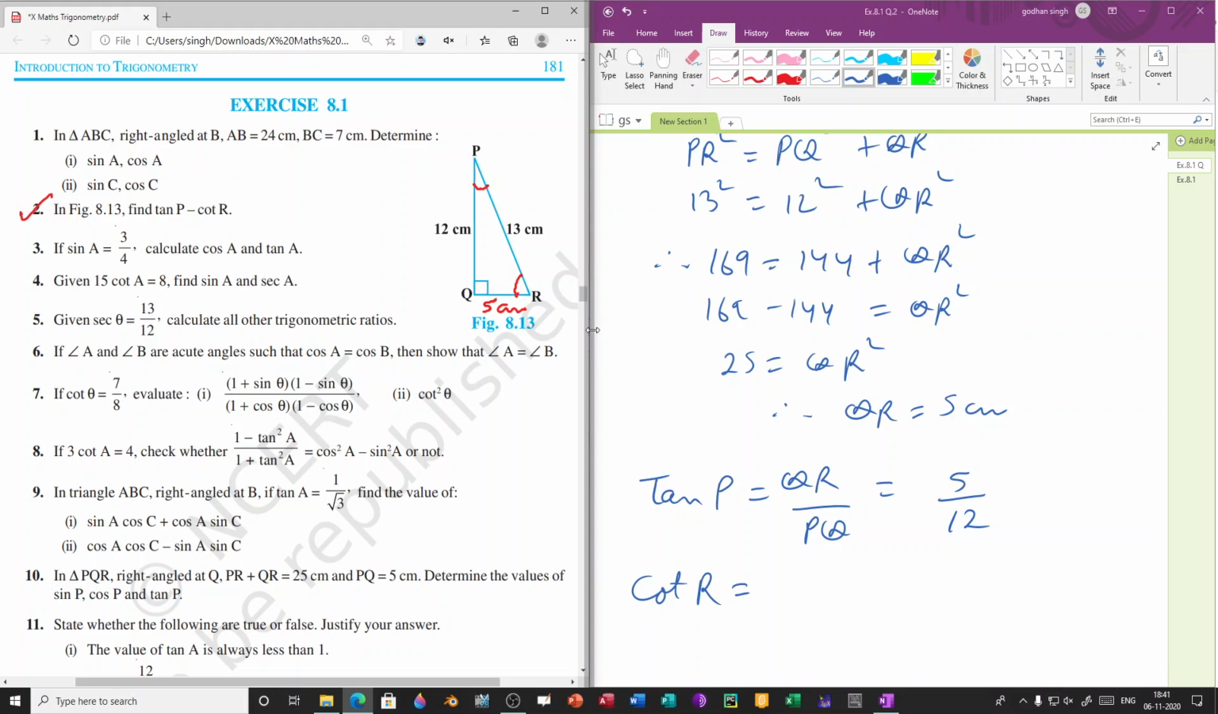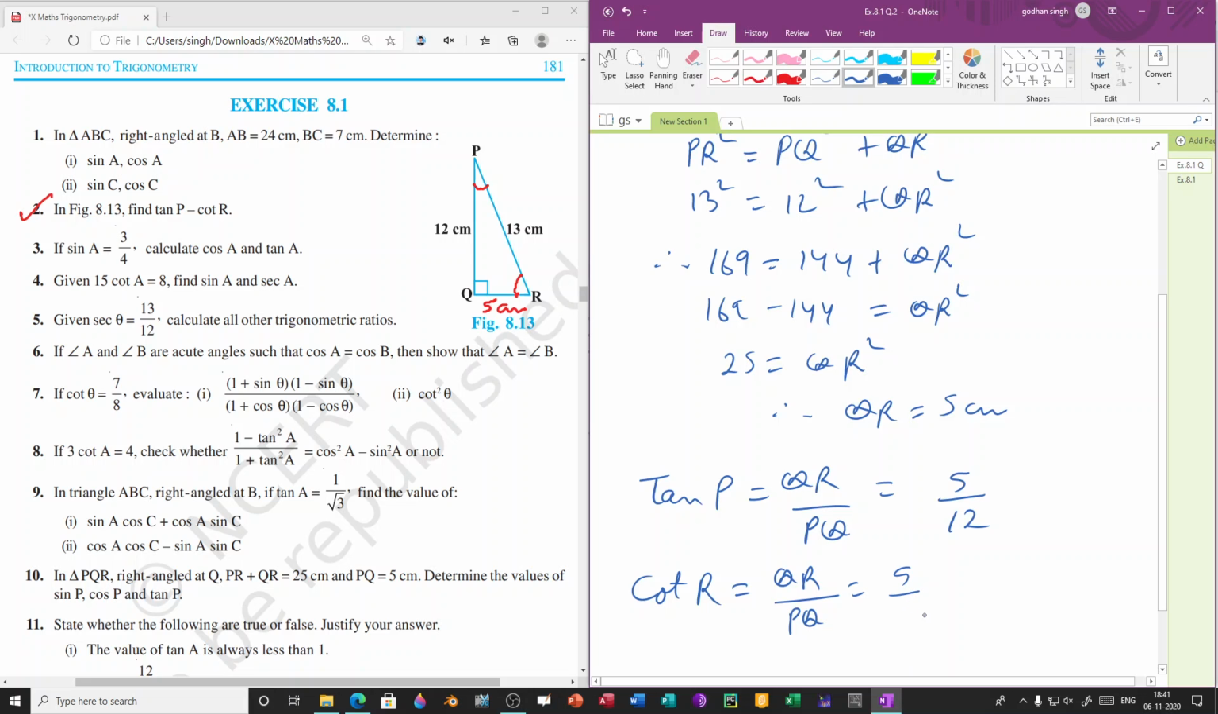So here we will be writing, do not write 5 directly. First we will write the name of the side, that is QR, that is base over perpendicular. What is perpendicular? Opposite to angle R. What is the side? PQ. So QR over PQ, equal to QR is 5 over PQ. PQ is 12. So cot R equal to 5 by 12.